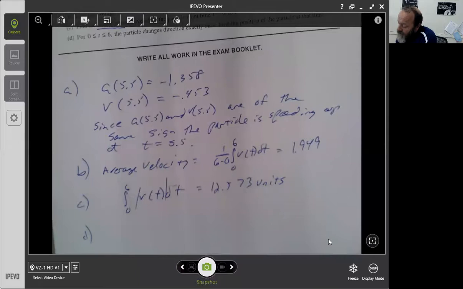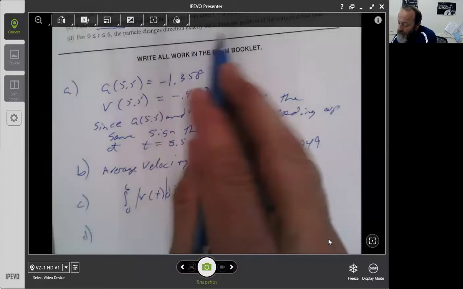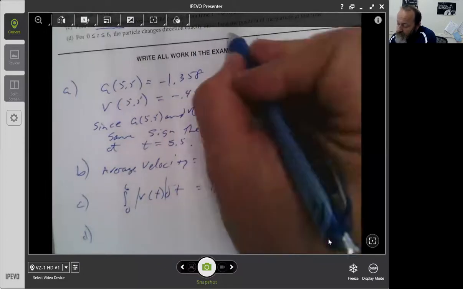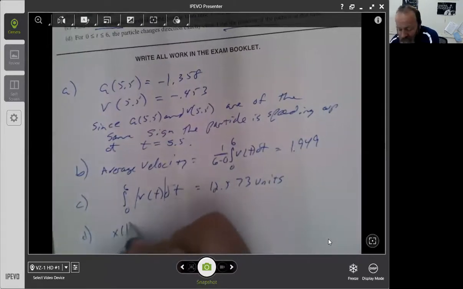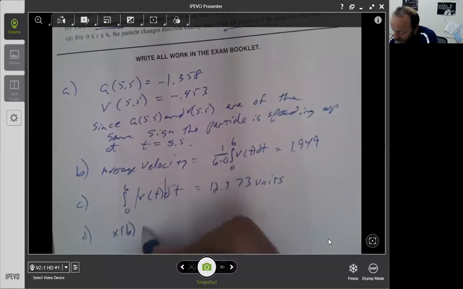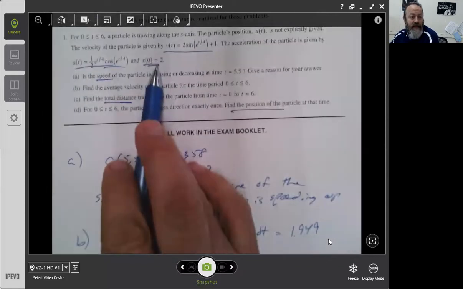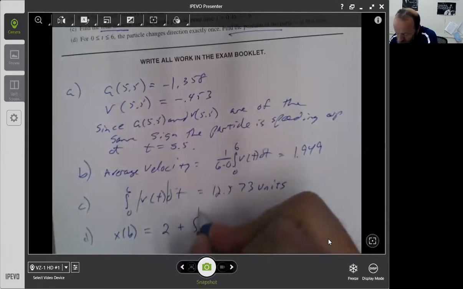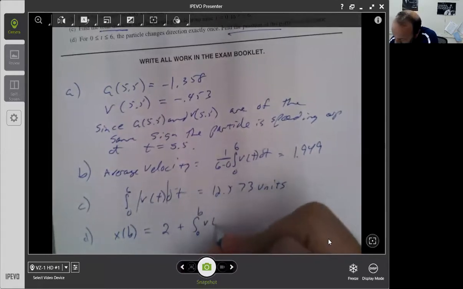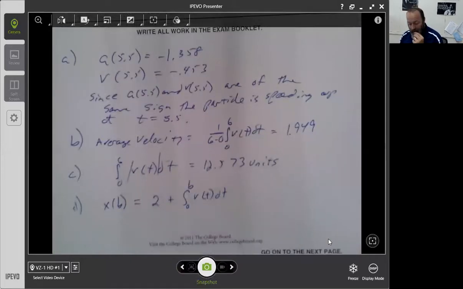It says, for part D, the particle changes directions exactly once. Find the position. Now notice it actually doesn't ask the time. It says, what is the position at that time? So what we know is that x of b, where b is just some value, would be 2, because remember here we had an initial position, x of 0 was 2, plus the integral from 0 to b of v of t dt. Now notice this is one of those fundamental theorem of calculus ideas.